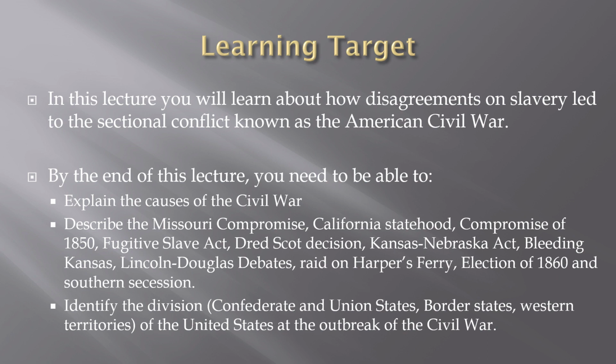a lot of different terms: the Missouri Compromise, California Statehood, the Compromise of 1850, the Fugitive Slave Act, the Dred Scott decision, the Kansas-Nebraska Act, Bleeding Kansas, the Lincoln-Douglas debates, the raid on Harper's Ferry, the presidential election of 1860, and Southern Secession. Finally, you need to be able to look at a map and identify the division of Confederate, Union states, border states, and the western territories of the United States at the outbreak of the Civil War.